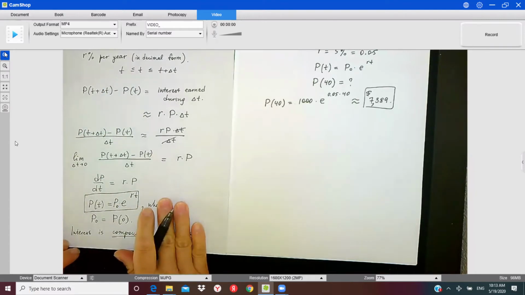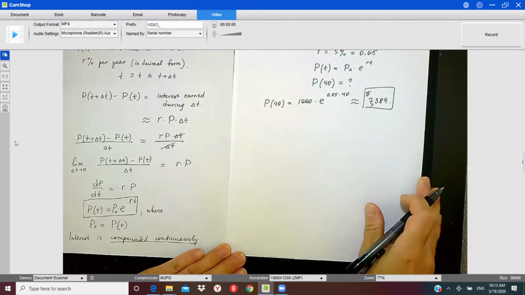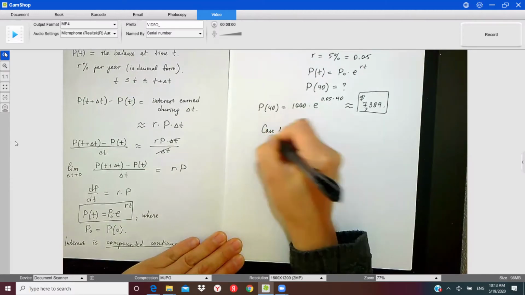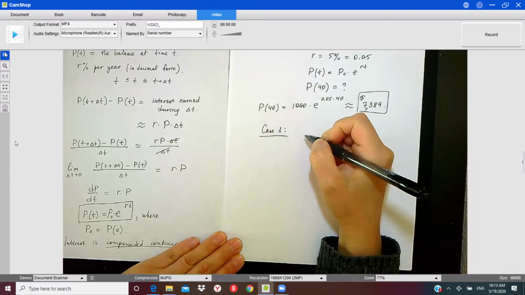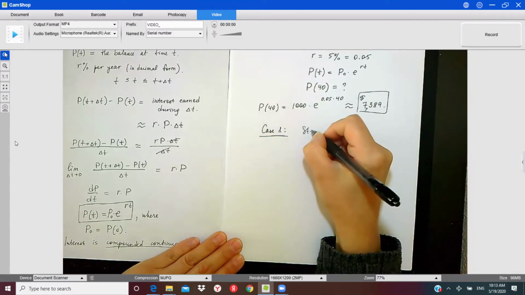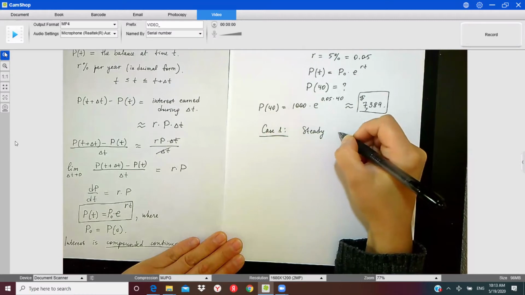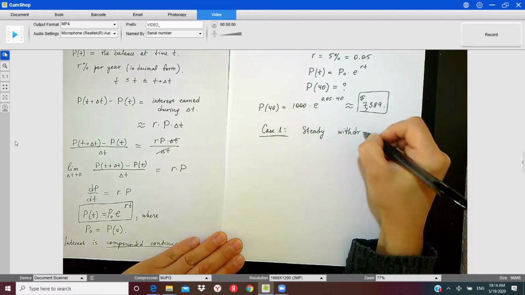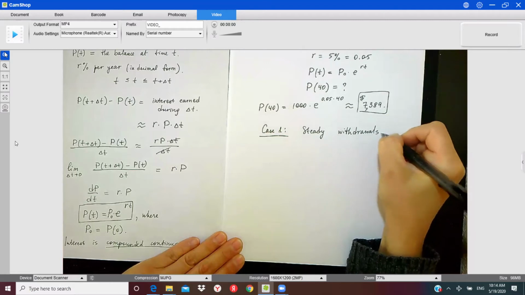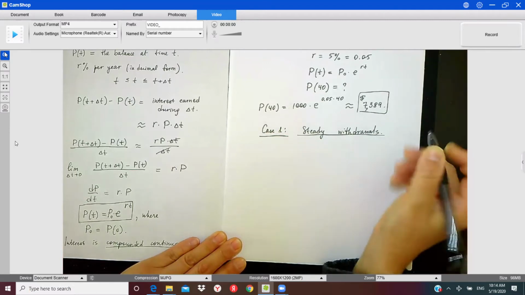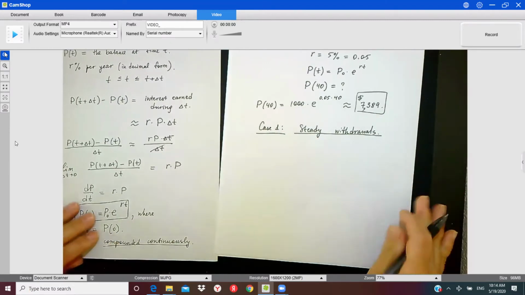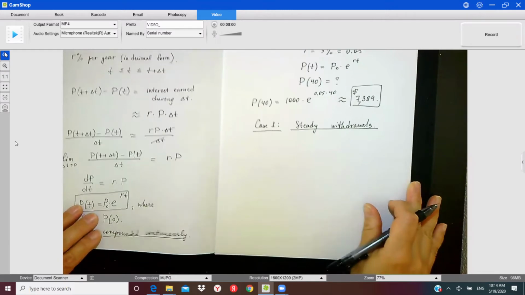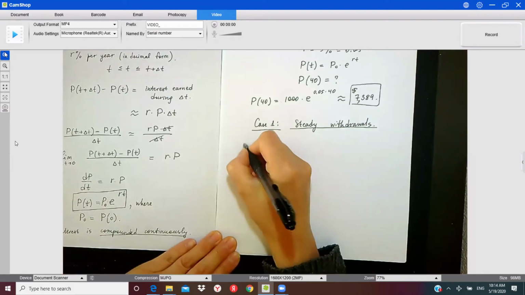So let's call it case 1, steady withdrawals. So we have steady withdrawals. This is the case when we withdraw money regularly. So in that case, we have to adjust our model.